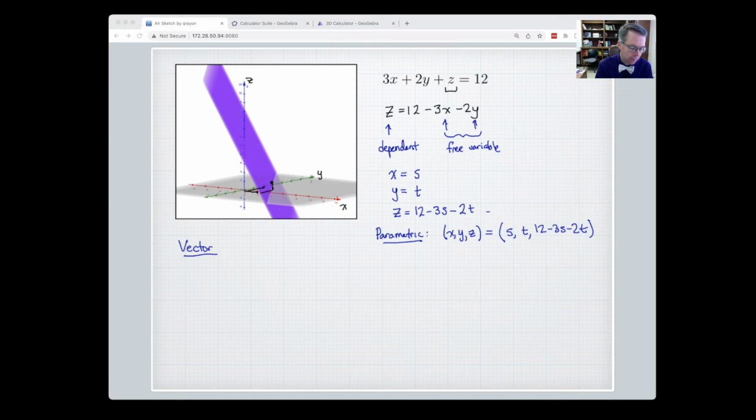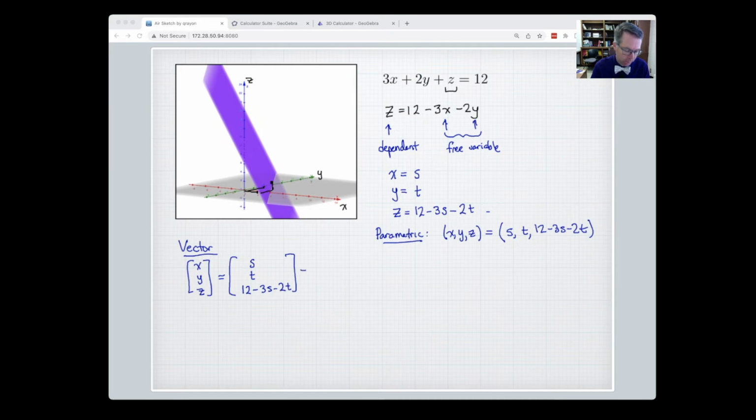We want to think about this in a vector representation. So just like before we had x, y, this time we're going to write a vector displacement to the point x, y, z. Okay? And we're going to write my 3 parametric formulas. S for the x-coordinate, t for the y-coordinate, and 12 minus 3s minus 2t in the z-coordinate. And just like before, we want to think about each of those formulas as a number plus a multiple of s plus a multiple of t.